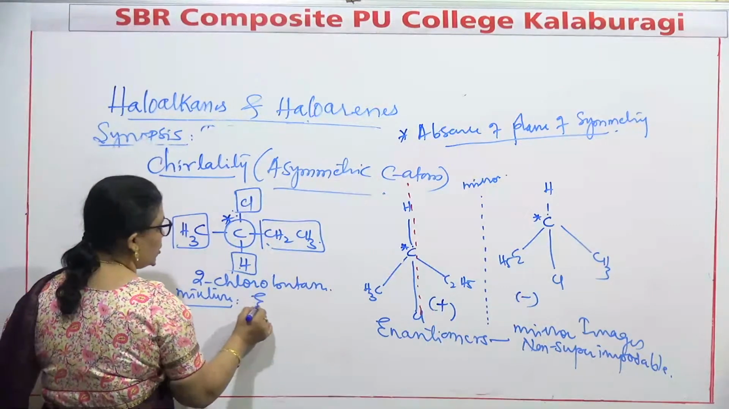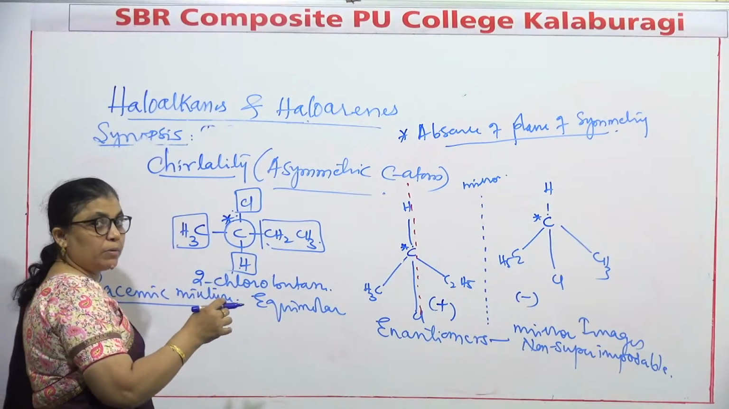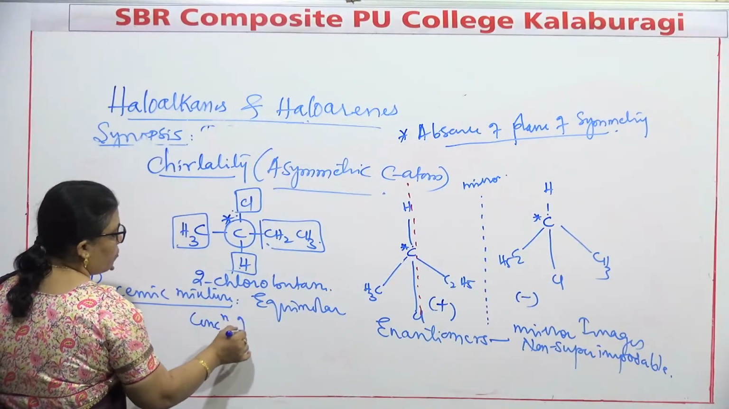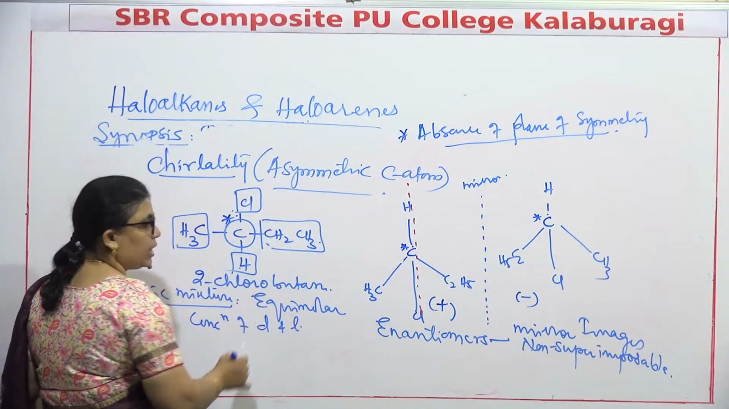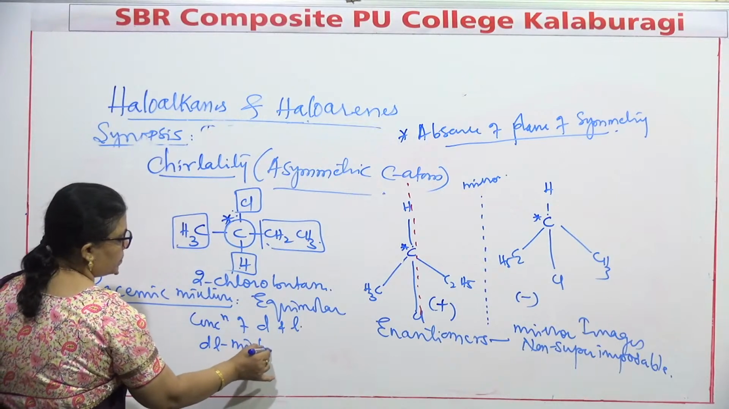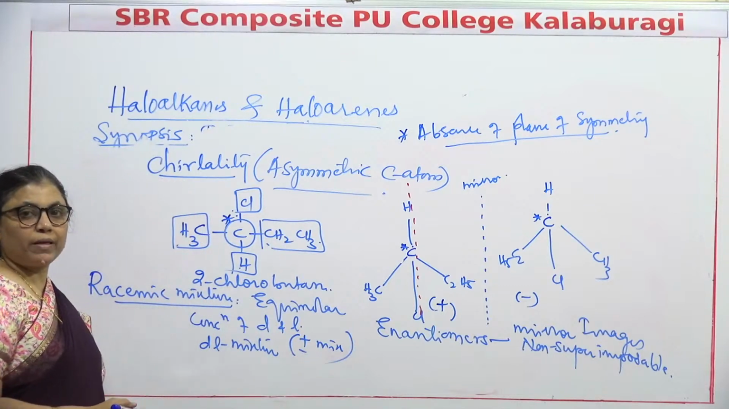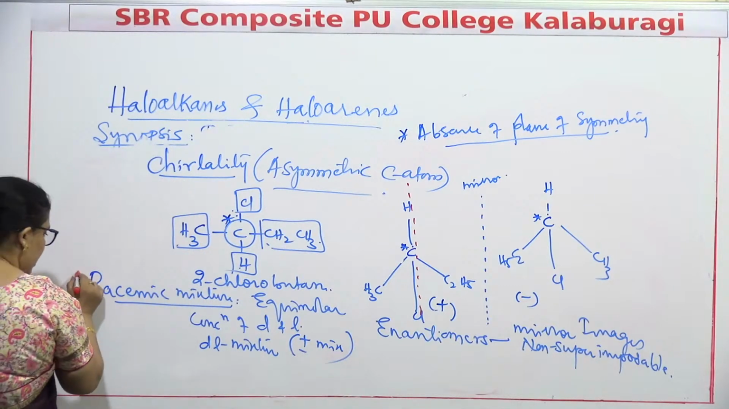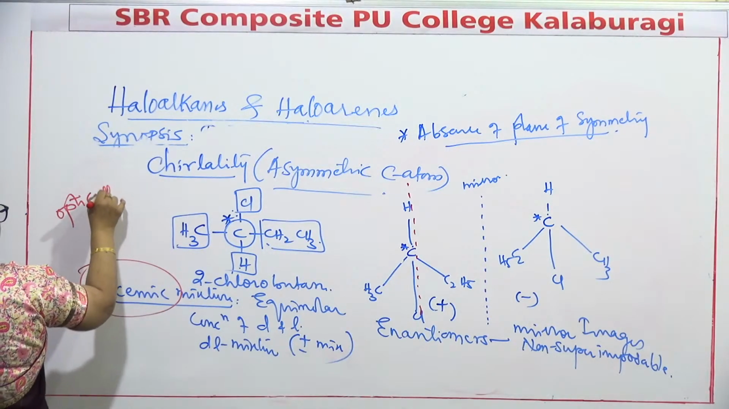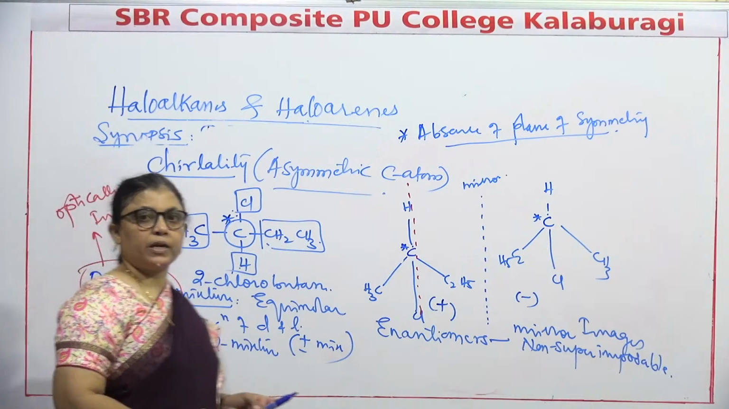What is a racemic mixture? Equimolar concentration of dextrorotatory and levorotatory. These are also called DL mixture or plus-minus mixture. Remember one thing, a racemic mixture is optically inactive.